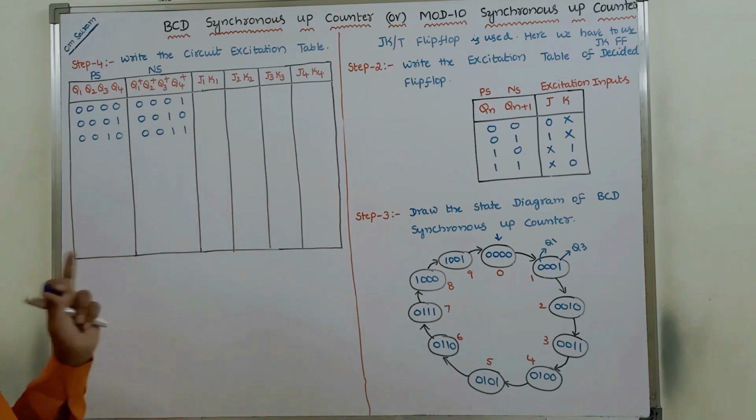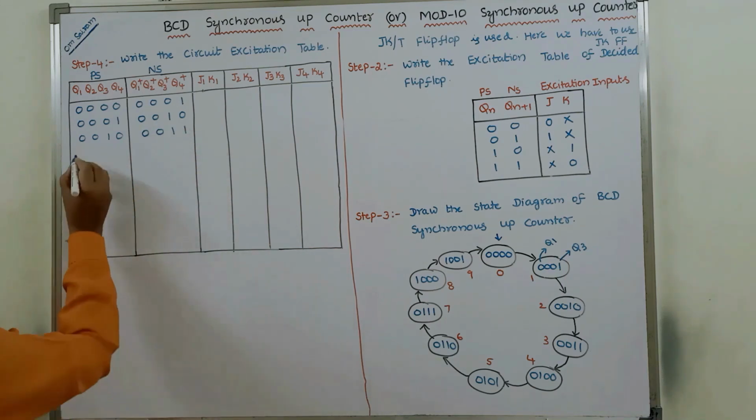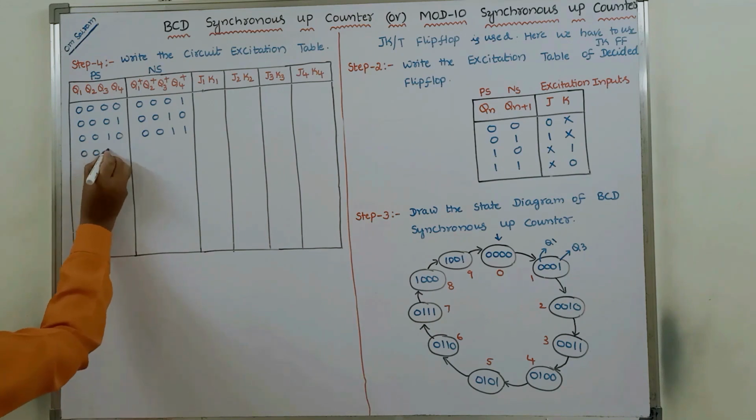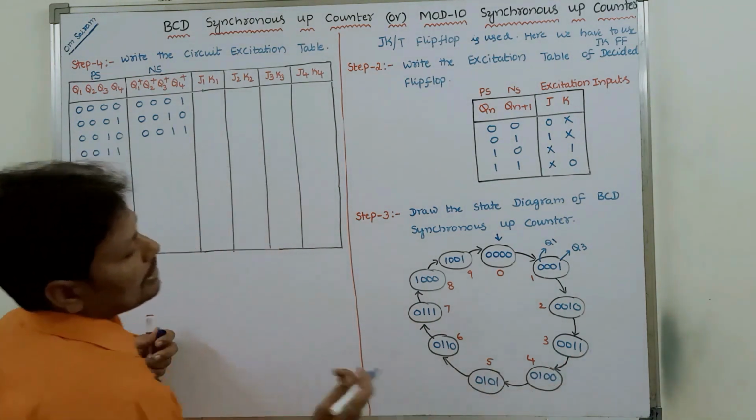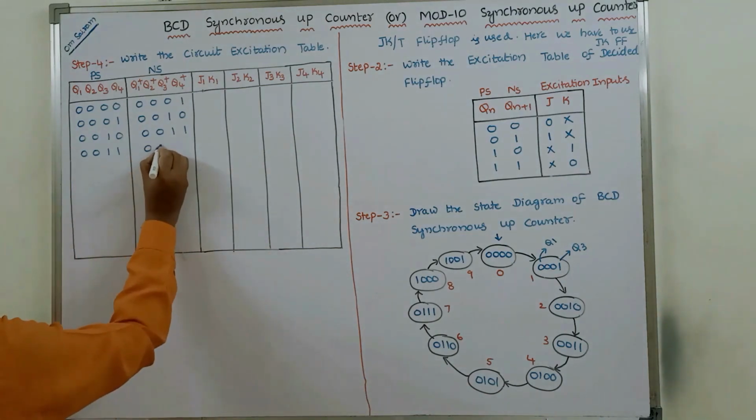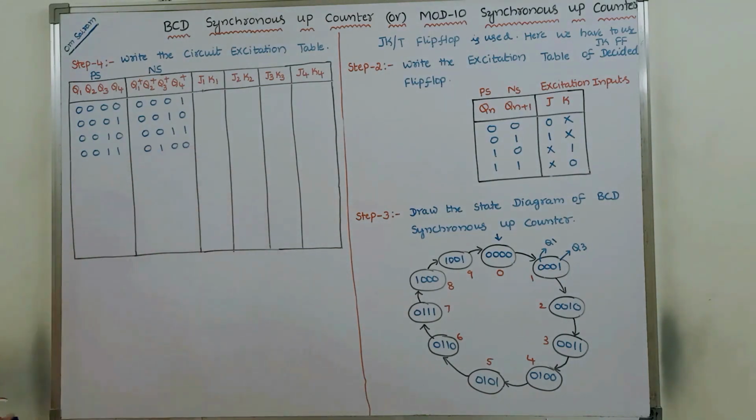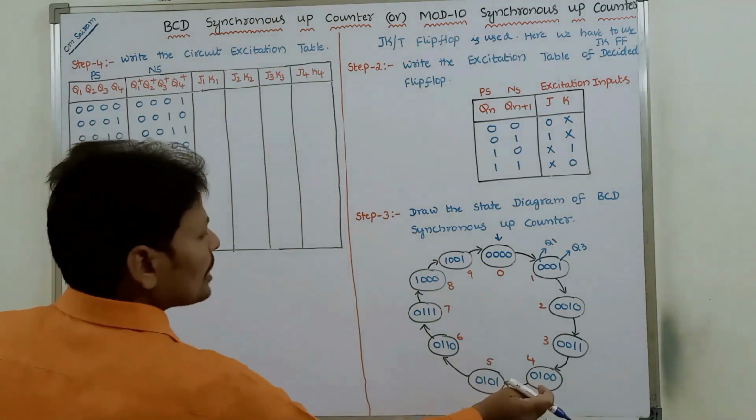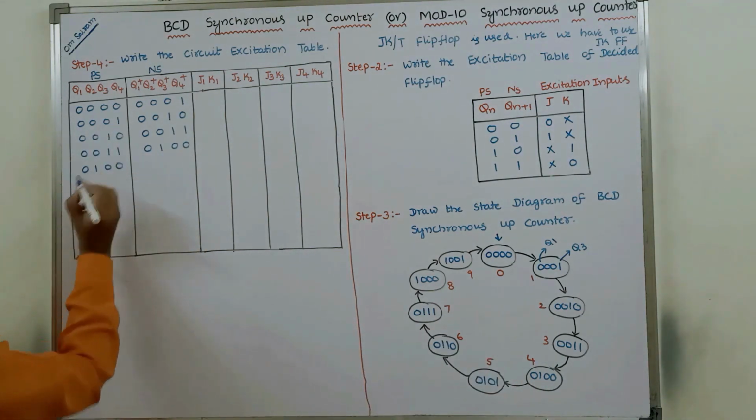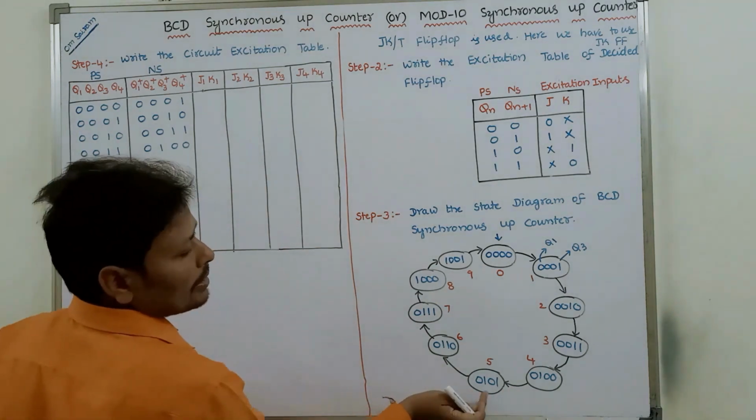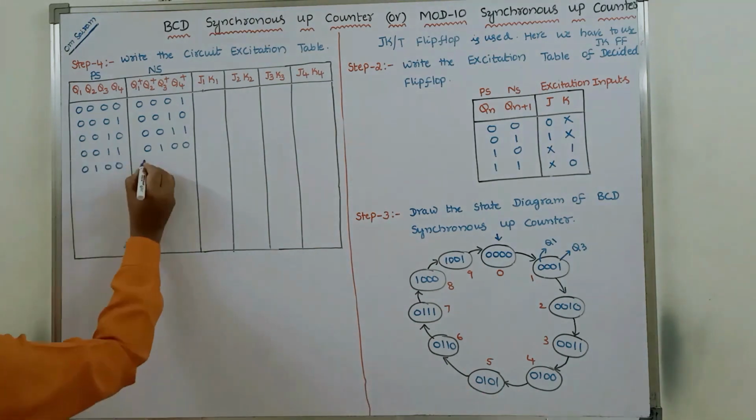Now 0, 0, 1, 1 can be taken as present state. What is the next state for 0, 0, 1, 1? That is 0, 1, 0, 0. Now 0, 1, 0, 0 can be taken as present state. What is the next state? 0, 1, 0, 1.